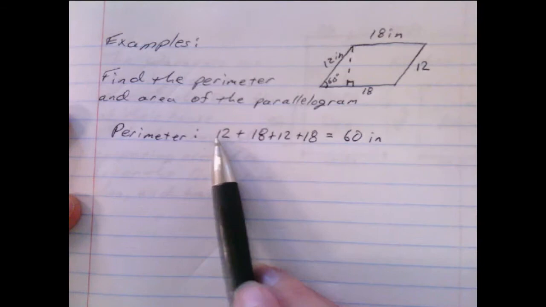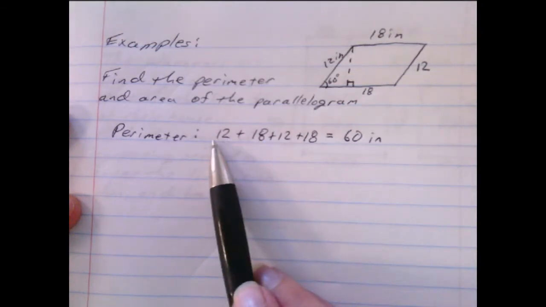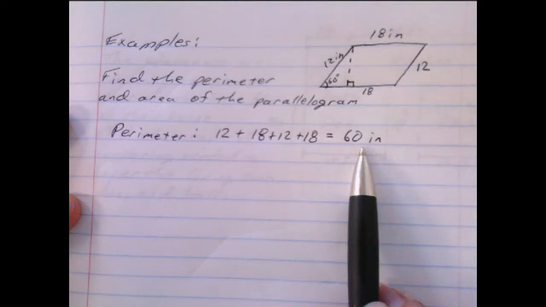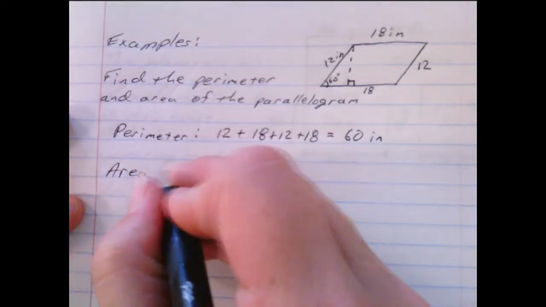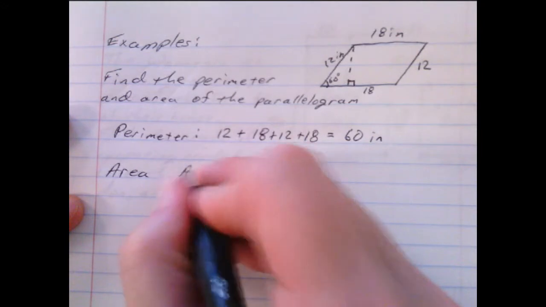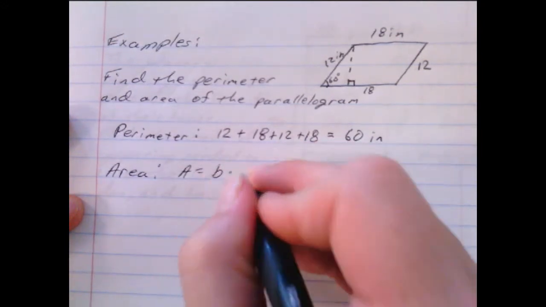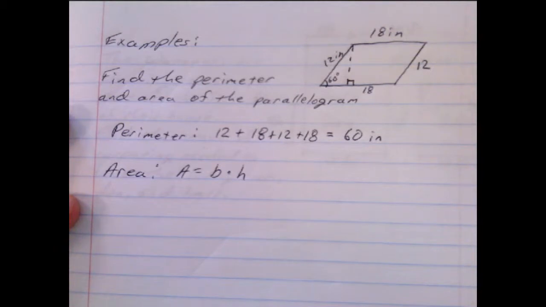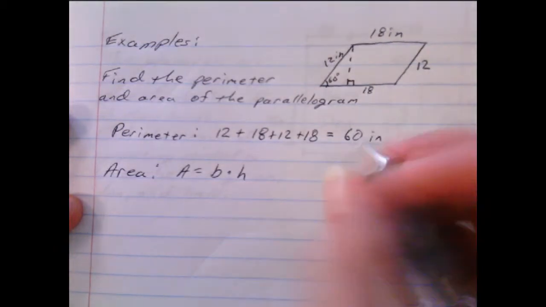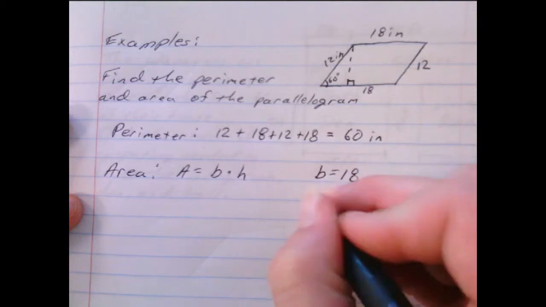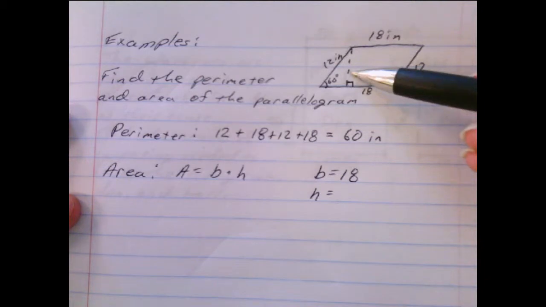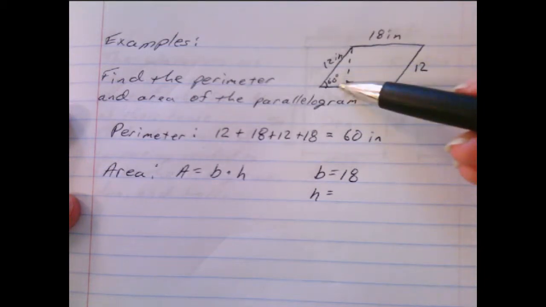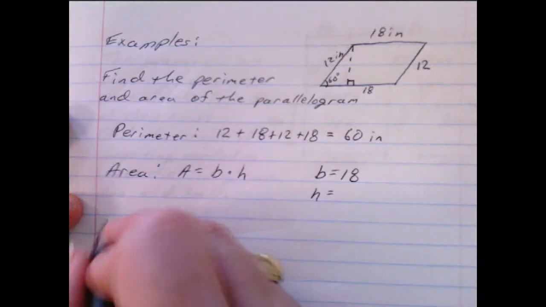Okay, if we add the 12 and the 18, 8 and 2 is 10, 20, 30, and then we do that again, we get our 60. Okay, so that's the easy one. So then we're going on to area. And if you remember, we said area equals base times height. Well, we know our base is 18, so b equals 18. What about our height? Do we know our height here? Well, we don't know it yet, but we do have a 30, 60, 90 triangle, so we're going to find our height.